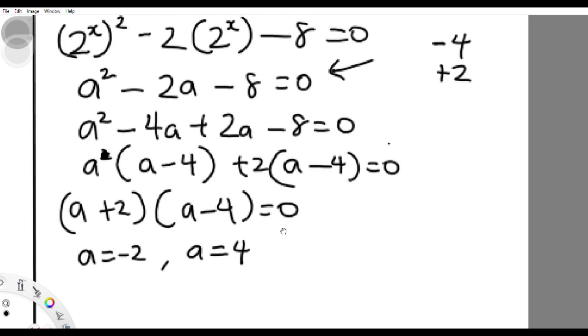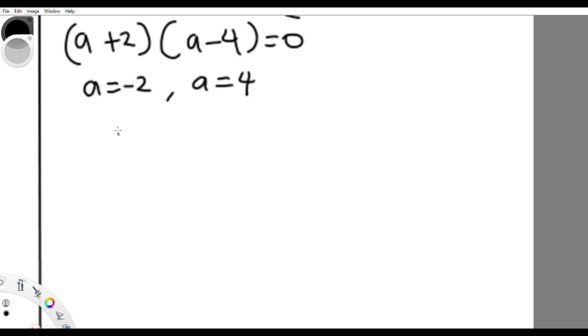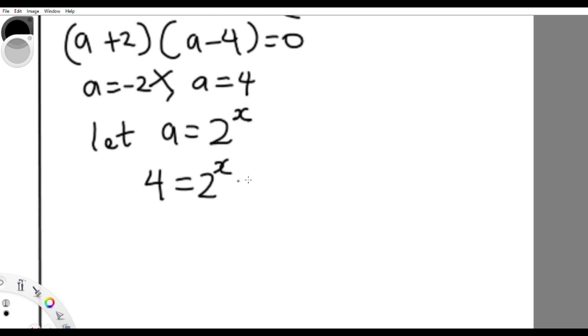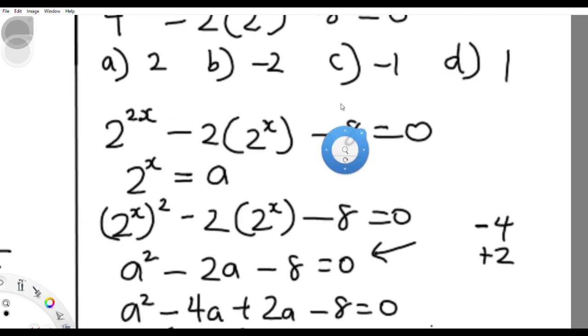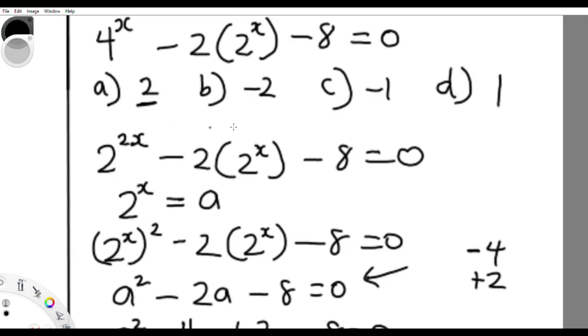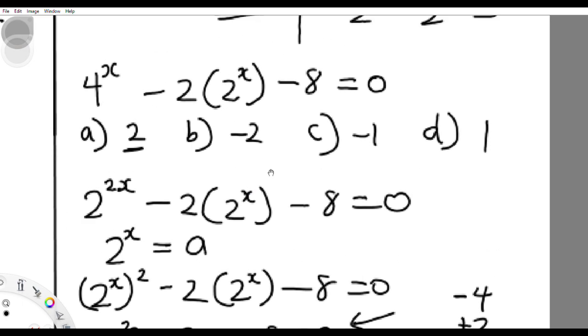Remember, the question is find x, not a. So you have to remember we said let a equal 2 raised to the power of x. So we have to bring back a. We can't use minus 2 because it's negative, so automatically this one is cancelled. So we have 4 equals 2 raised to the power of x, and that is 2 raised to the power of 2, so x equals 2. We finally solved it after 2 minutes. This is the answer. Now let us use the shortcut, and I'm going to time the shortcut.